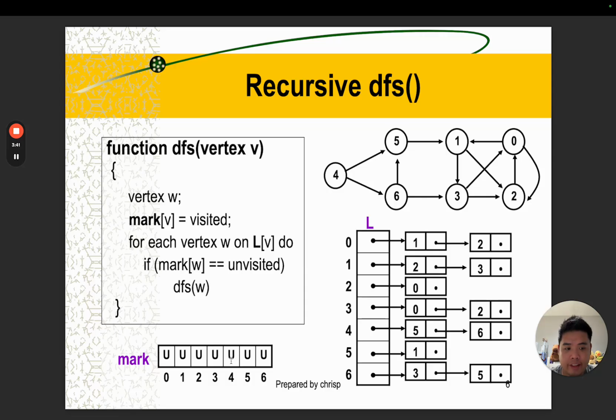Once it's visited, we change the value to V from U. So we're using U and V. That's only 2 values, which means it can be implemented in many ways. We could implement it using a bit vector, which is rather than having U and V, we just say 0 for unvisited, 1 for visited. That can be done.